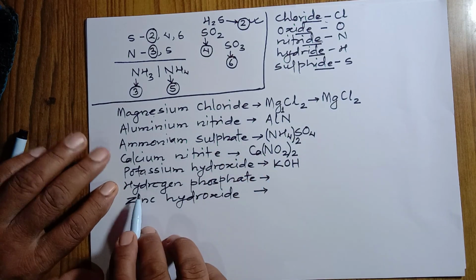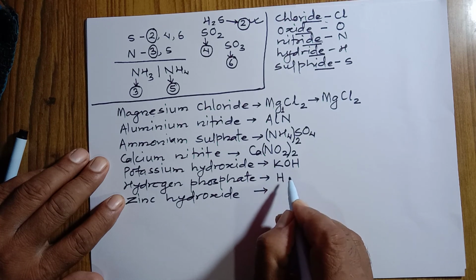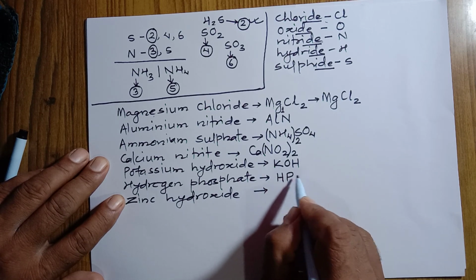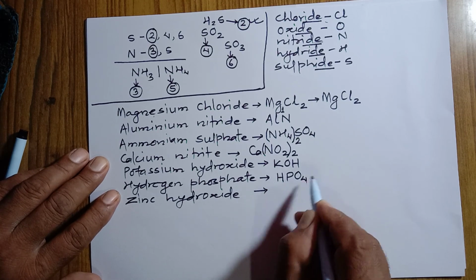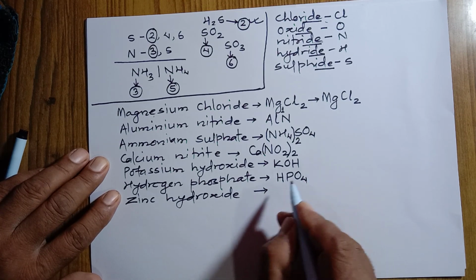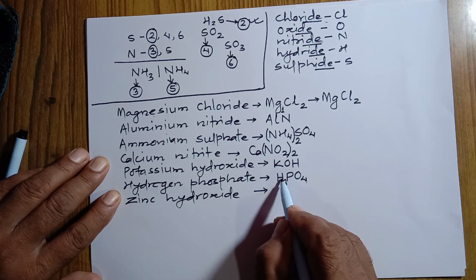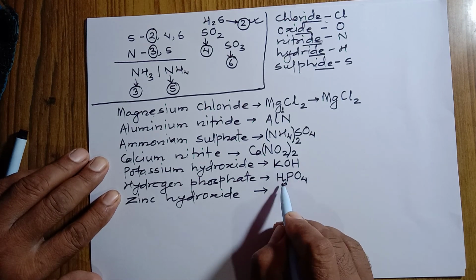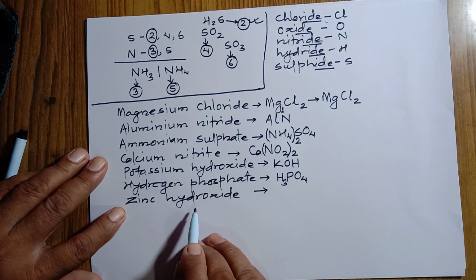In the same way, hydrogen phosphate. Hydrogen symbol is H, phosphate is a radical, its formula is PO4. Hydrogen valency 1, phosphate valency 3. That's why 3 should be transferred to hydrogen, but 1 of hydrogen we are not transferring. H3PO4, hydrogen phosphate.